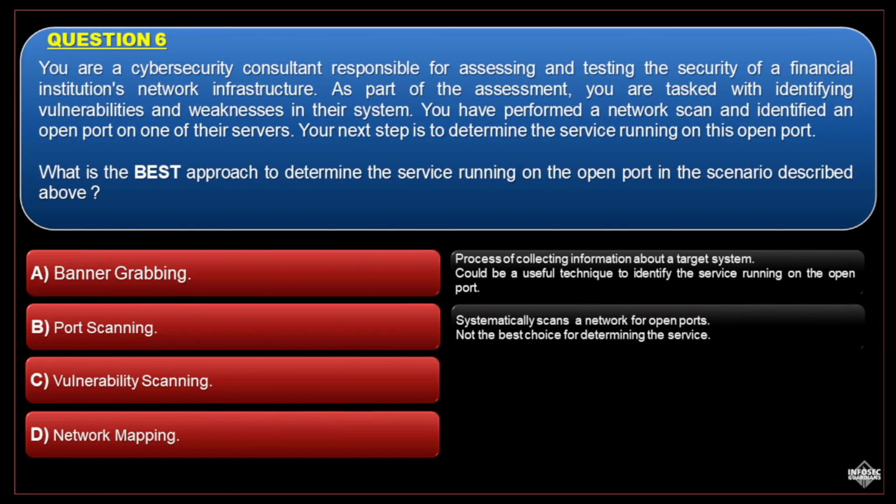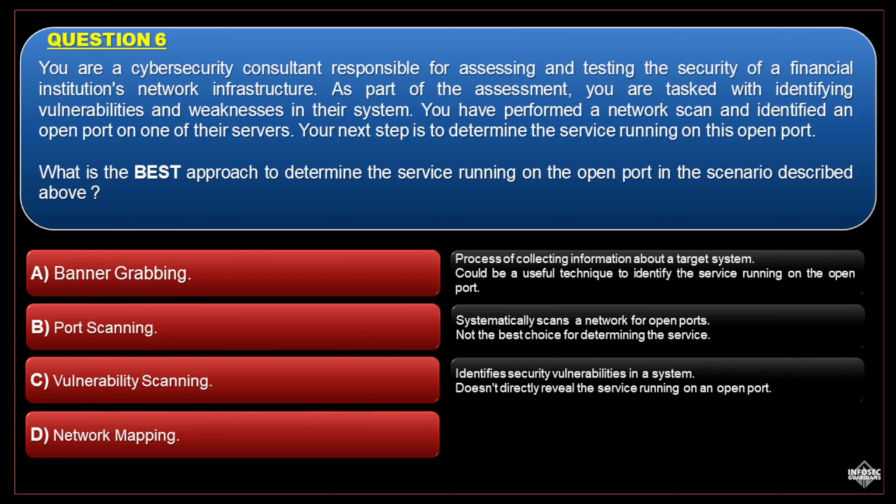Option B, port scanning. Port scanning is the act of systematically scanning a network for open ports. It is used to discover services and devices on a network. While port scanning is essential for identifying open ports, it doesn't directly reveal the service running on the port. It simply identifies that a port is open. This option is not the best choice for determining the service.